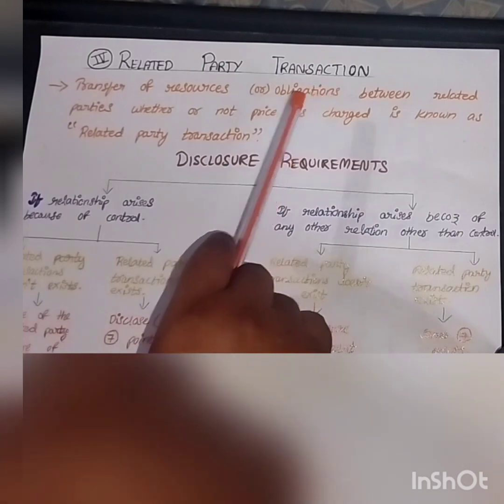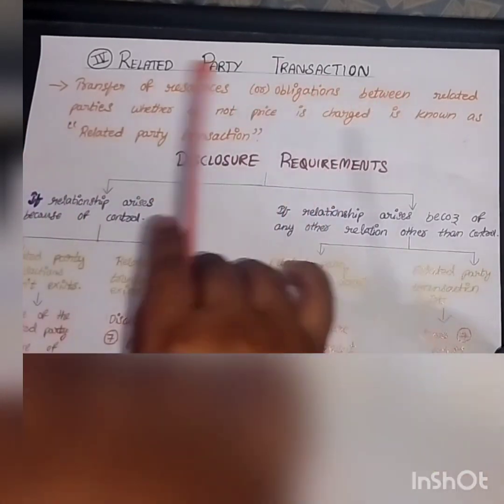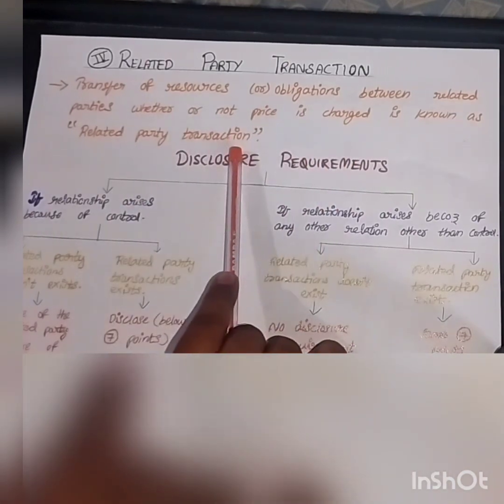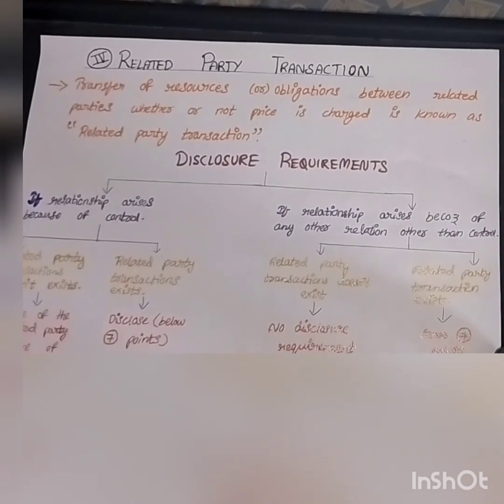Related party transactions: transfer of resources or obligations between related parties, whether or not a price is charged, is known as related party transaction. What does this mean, ma'am? Any resources, or even obligations, that is duties, if transferred between related parties, even without a consideration, with or without the consideration, it is called a related party transaction. This is the definition of related party transaction, which is most important in the coming topic.